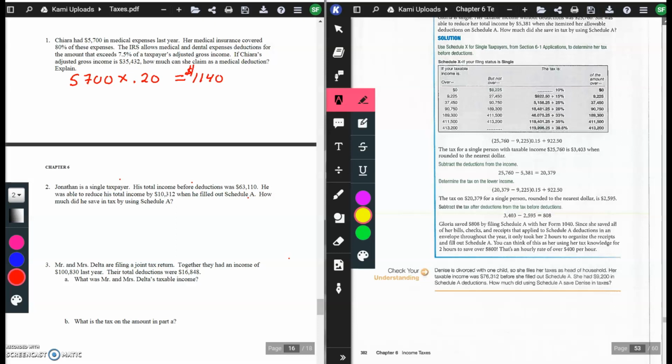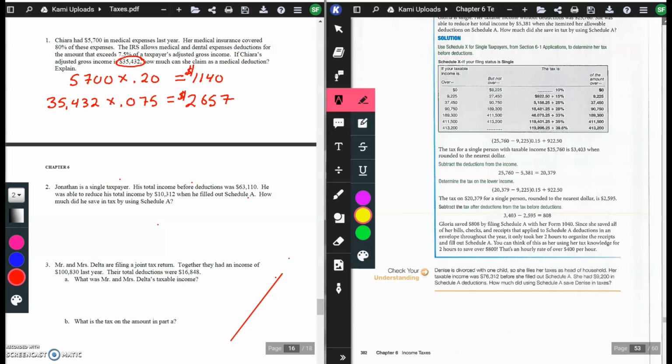Okay, now the IRS says that you can deduct up to 7.5% of her adjusted gross income. Her adjusted gross income is right here of $35,432, and we are going to multiply that by 7.5%, or 0.075. So when we do that, we will get $2,657.